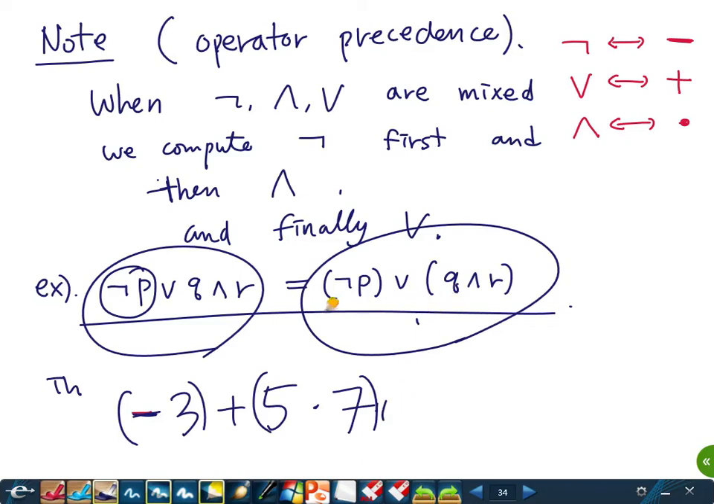But I prefer to use parentheses because we are not very familiar with this precedence. So I'm going to use parentheses just to make sure that there is no possible mistake. Just remember there is something like order of precedence in these operations. Any question?